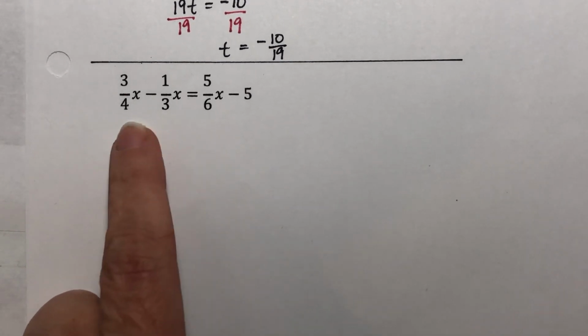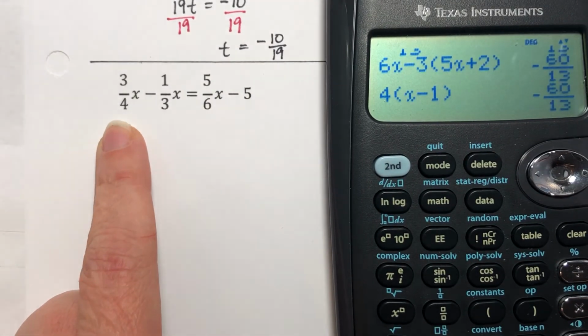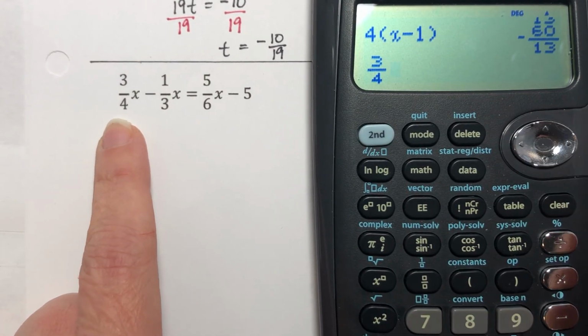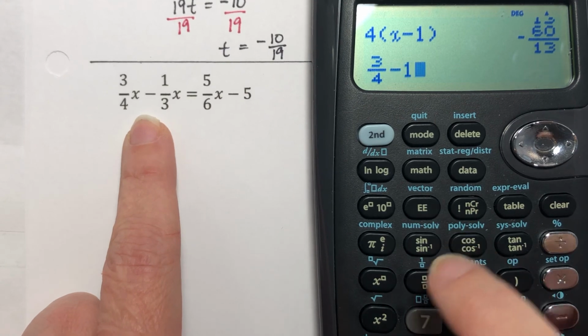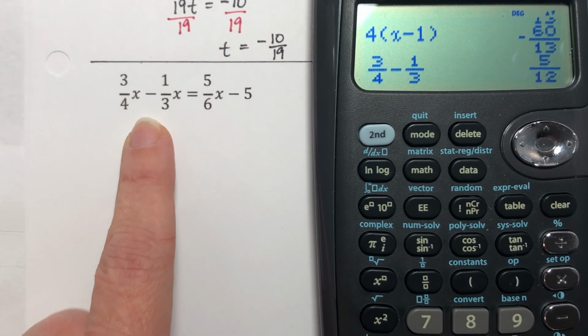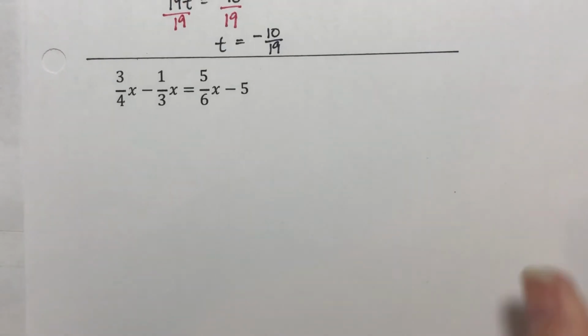Right here we have like terms, so if I want to use the fractions on my calculator, I could do 3/4, move outside, minus 1/3, and then hit enter, and it will tell me it's 5/12. And then I could just use my calculator and deal with the fractions and move things back and forth until I got my answer. That's a perfectly legitimate way to work this. However, most people don't like that very much.